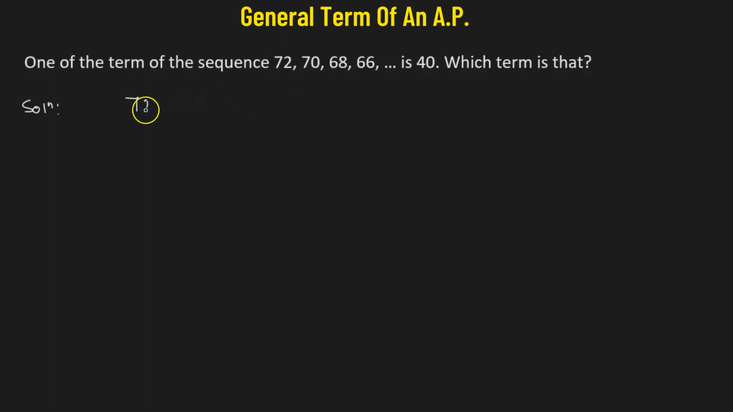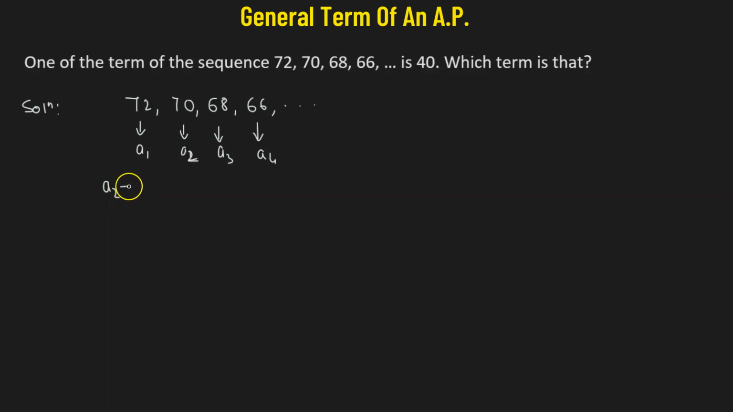So here we have the first term, which is 72. The second term is 70. The third term is 68. And the fourth term is 66. And this goes on continuing. So here, let's label this as A1. This is going to be our second term, A2. Then 68 will be our third term, A3. And 66 will be our fourth term, A4.